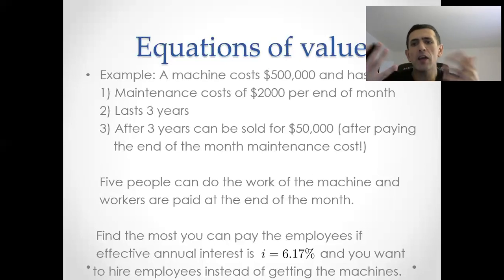Because if I pay the employee any more than that amount, then the time value of employee costs is going to be more than the time value of the machine. And that's not really a good business decision to make because that's money you could be investing in this account at 6.17% effective annual.